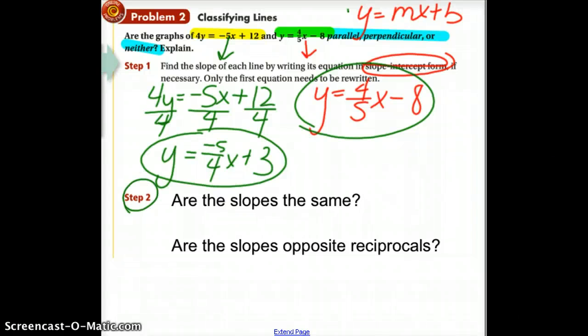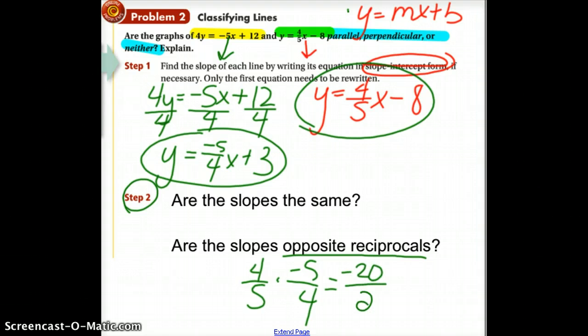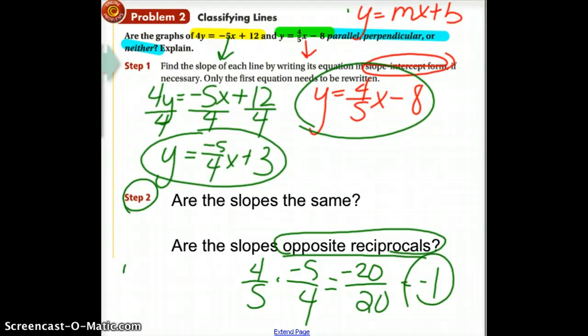Step 2, look at the slopes. If they were the same, it would be parallel. If they were opposite reciprocals, they would be perpendicular. If they didn't follow either of these rules, we would say neither. These lines might intersect but not form a 90-degree angle. So I have 4/5 for one slope, and I have -5/4. If I multiply this out, -20 over 20 equals -1. These slopes do indeed have an opposite reciprocal. I would say these lines are perpendicular.